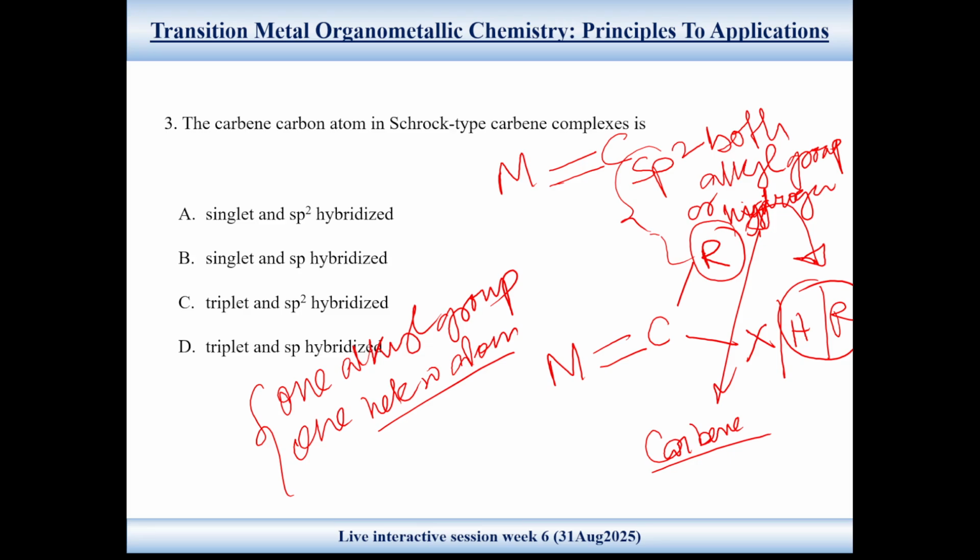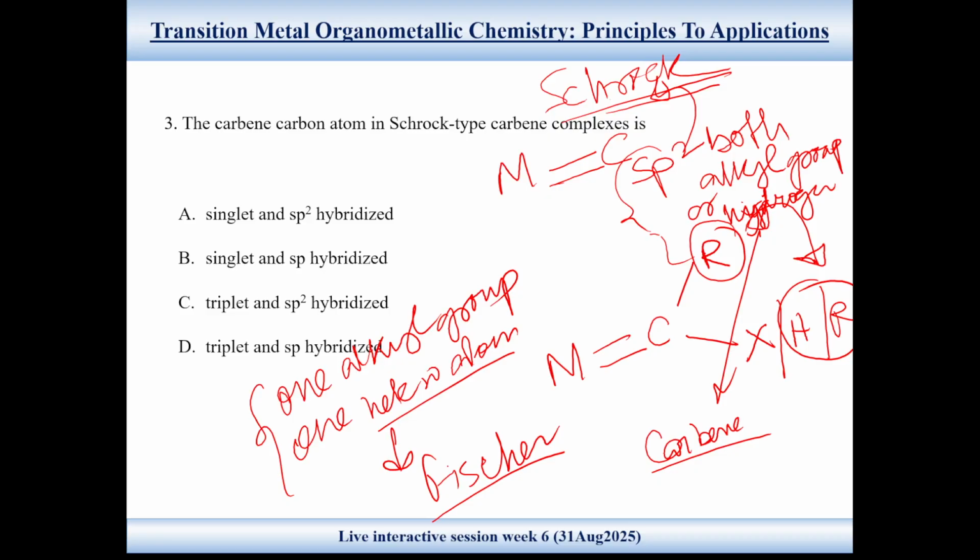Based on this substituent, we name these two systems. When this is a heteroatom, we call it a Fischer carbene. And when both are alkyl or hydrogen, we call it a Schrock type carbene. Now for the Schrock type carbene, we want to know whether it is triplet and sp2 hybridized.